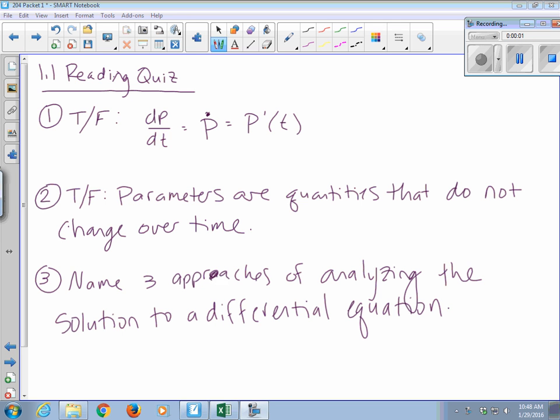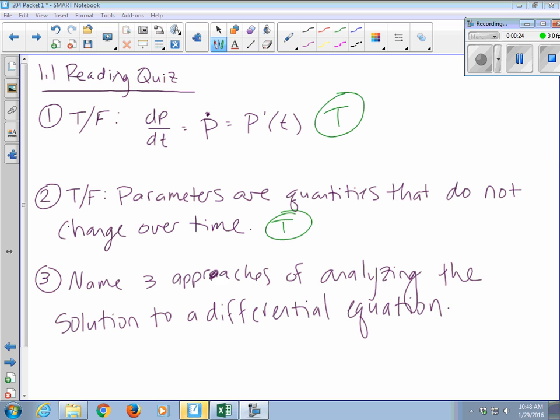dt, p dot, and p prime of t all mean the same thing. True. Yeah, they're all different notations for the derivative of p with respect to t. True or false, parameters are quantities that do not change over time. True. Right. That's in contrast to the dependent and independent variables, right? Those things change over time.